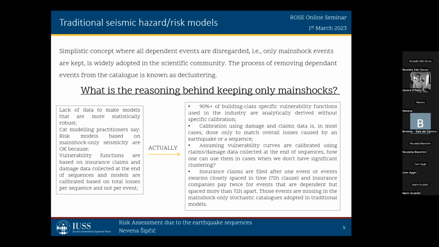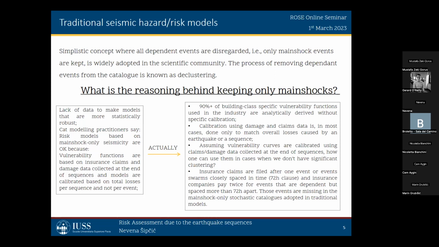Another thing that has to do with CAT modeling and insurance companies is that usually, not always, but in most of the cases, insurance claims treat events that happen in 72 hours as one event, but all of the events that happen after these 72 hours, they treat as dependent events.